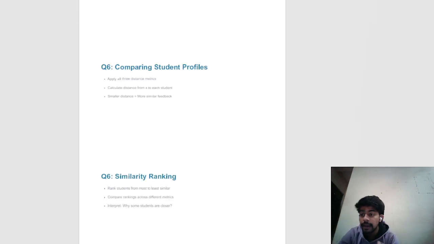Finally, we rank all students from most to least similar to our new vector. This allows us to identify not just the closest matching student but also the most different student. Interestingly, different distance metrics may produce slightly different rankings, which tells us something about the nature of the differences between feedback profiles.